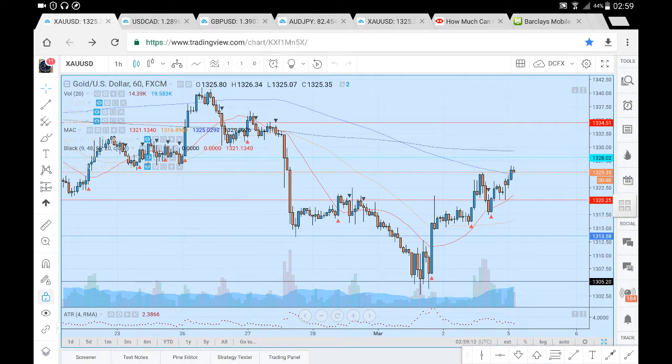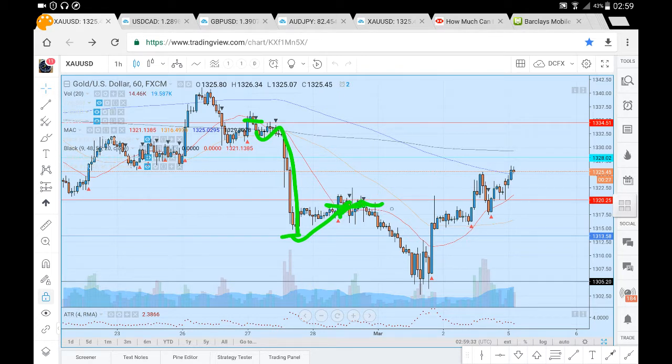So this is the XAUUSD analysis for Monday, the 5th of March. Now, let's just have a look at what happened with prices and where prices may likely go. Previously we had this strong sell side momentum coming off the 34.50, taking us all the way down towards 13.58. Brief pullback up towards this 13.20.